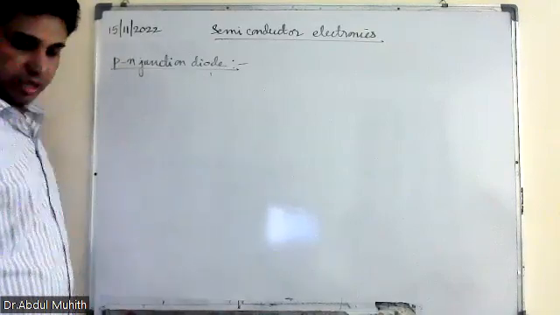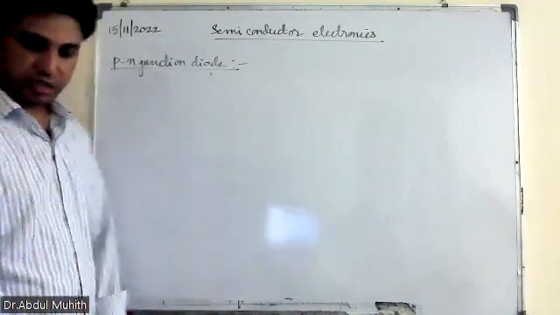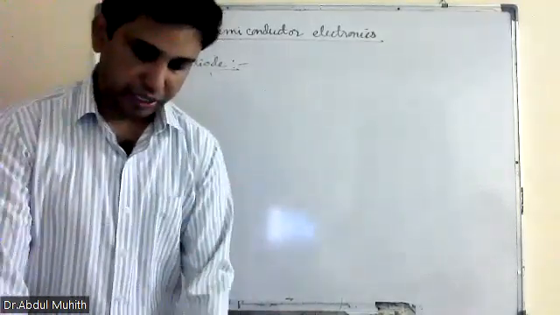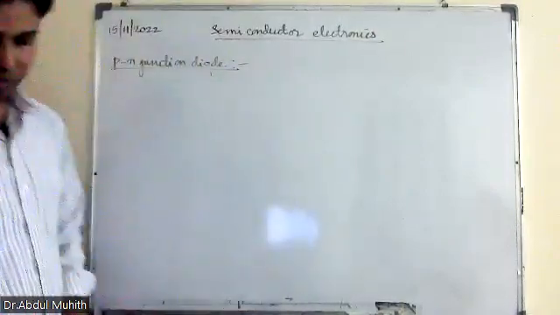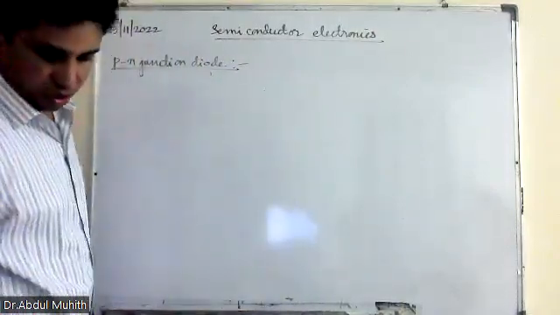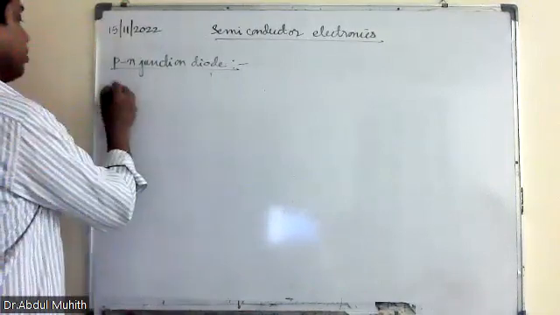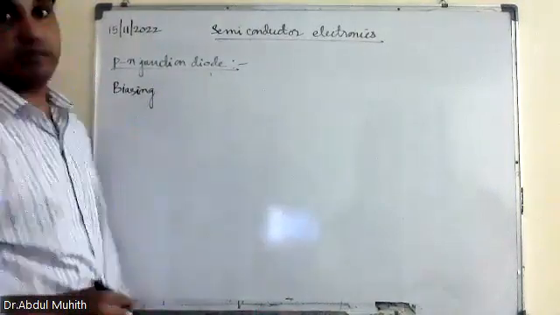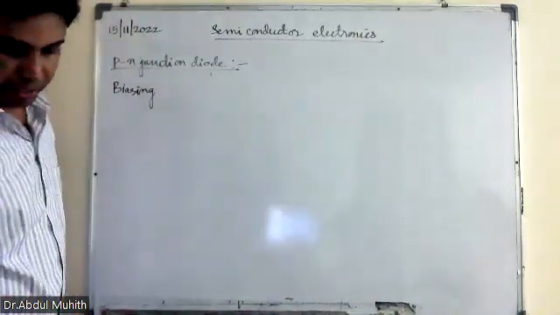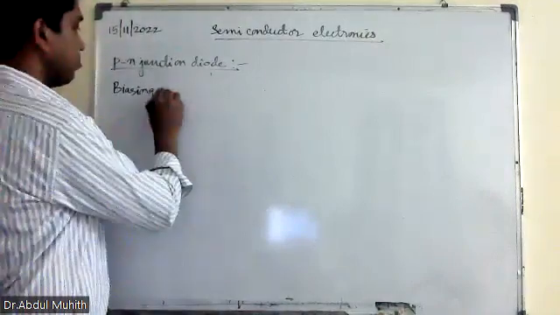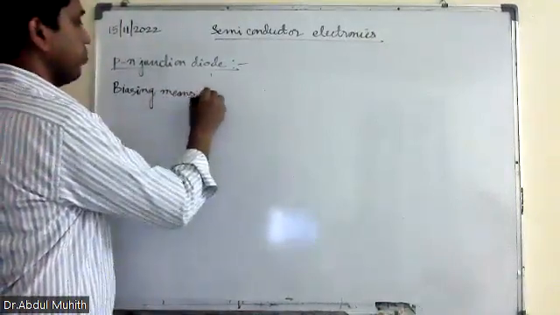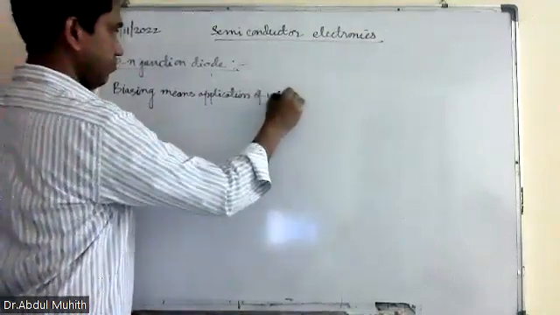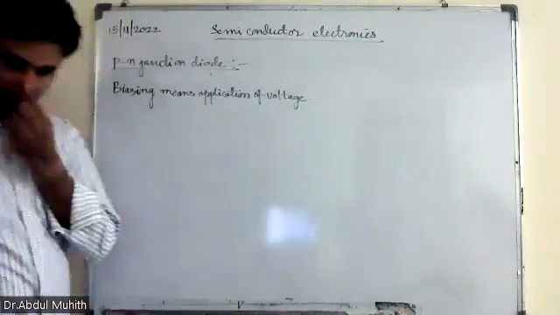Okay, starting with forward bias, then I'll go to reverse bias. So starting with forward bias, what is forward bias? When a P-type substrate is connected to positive and N-type substrate is connected to negative. So what is biasing first of all? First we'll discuss biasing, then we will go with forward bias, and then reverse bias. What does biasing mean? Biasing means application of voltage.